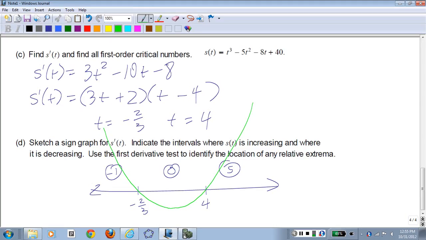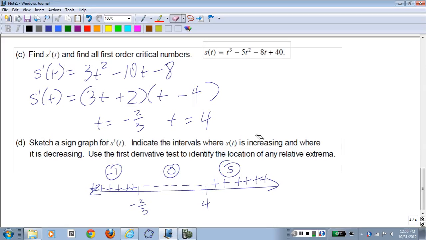Where the graph is above the x-axis, there are going to be pluses. Where the graph is below the x-axis, there are going to be minuses. So s prime of negative 1 is going to be positive. S prime of 0 is going to be, well, negative 8. S prime of 5 is going to be positive. So you can check the specific values. But based on what we know about quadratic functions, because we just beat quadratic functions to death in college algebra, we know what's going on with quadratic functions. The next one will be linear, and it'll be even easier.